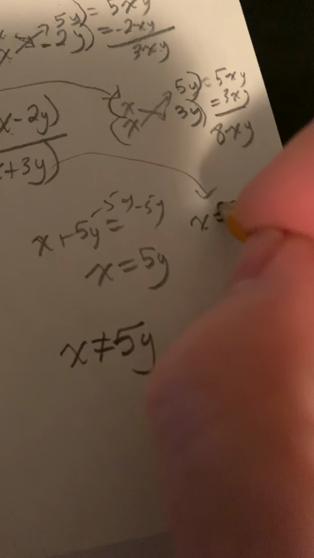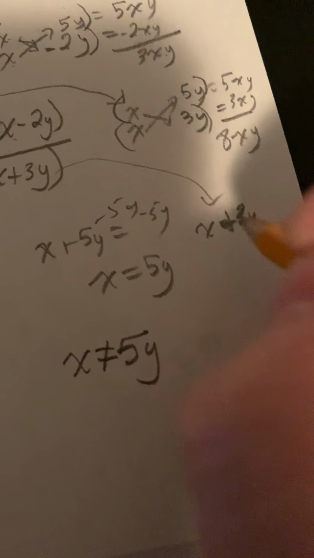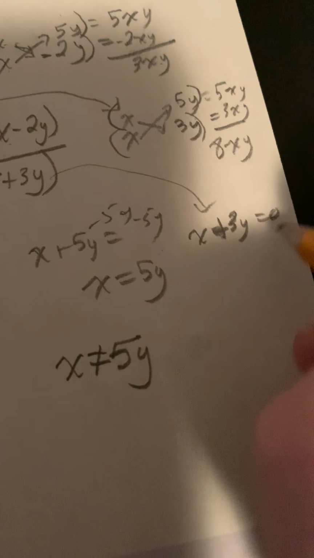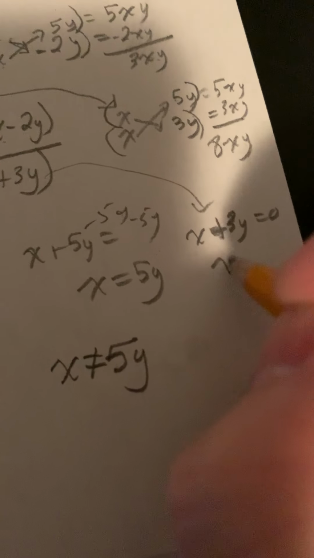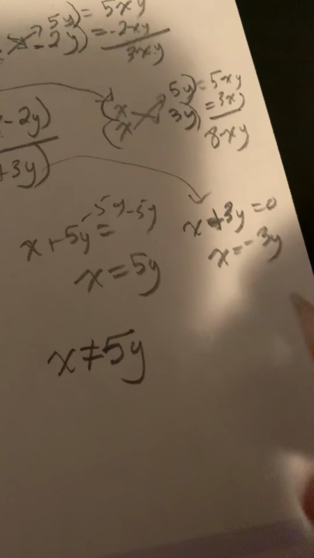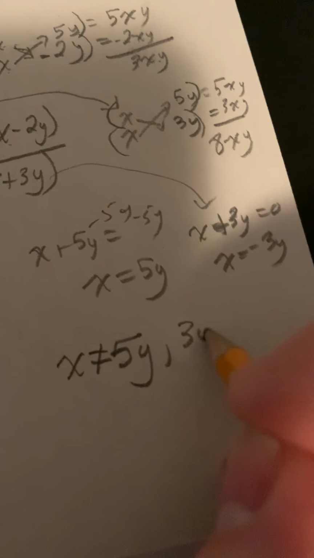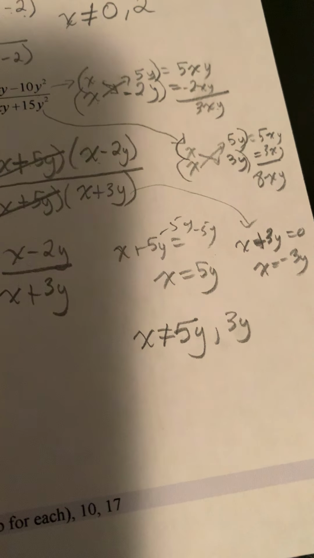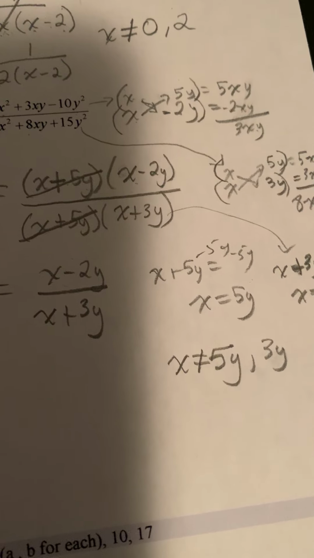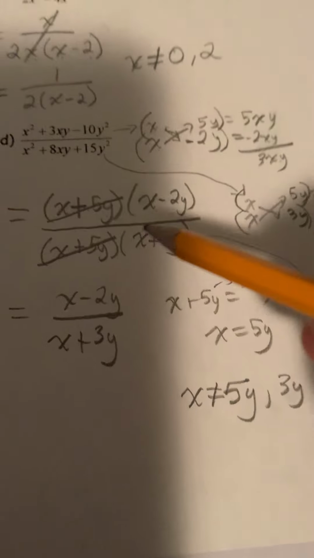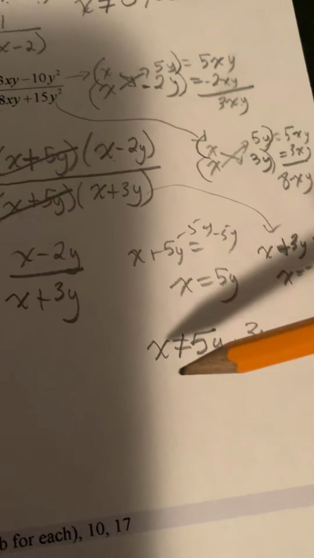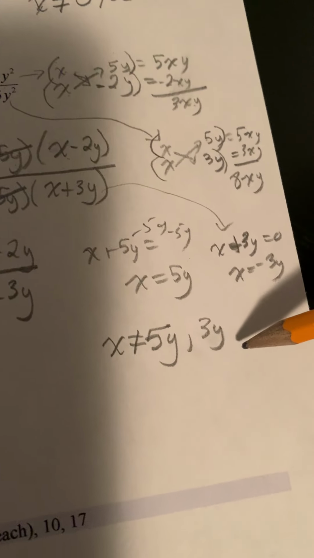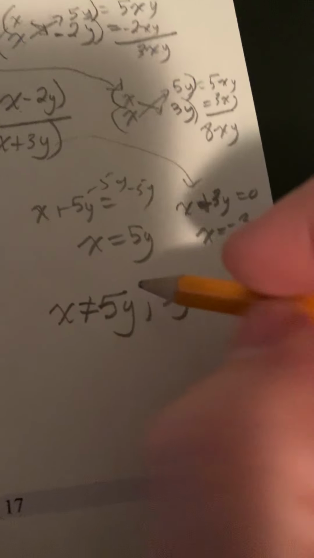So x plus 3y equals 0. Bring the 3y over. So x cannot be 5y or 3y. You don't have to list out the y's in this case. I just want to know the x values. So x cannot be 5y or 3y. Sorry, negative 3y.